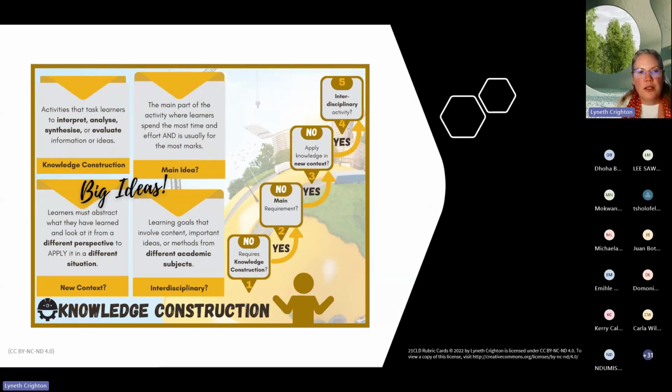The second main idea is that it usually has to be part of the project that is the most time, effort, and marks. So in other words, the learning goal of your project is that you want to construct new knowledge. And then the next big idea is that they must construct it in a new context, in a completely different perspective or in a different situation. And lastly, the top level is interdisciplinary. In other words, there is more than one academic subject involved.